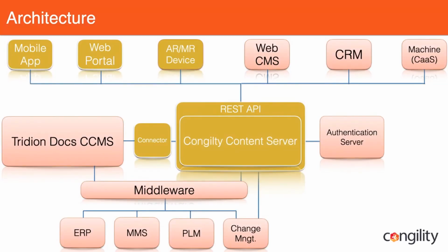Congility Content Server can take content from Tridion docs in DITA format and deliver it for use to the right person at the right time on the right device. This is possible through leveraging taxonomy and metadata within the content and integration with other core IT systems.